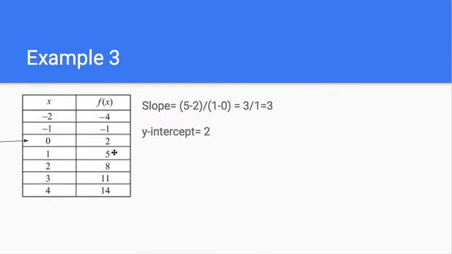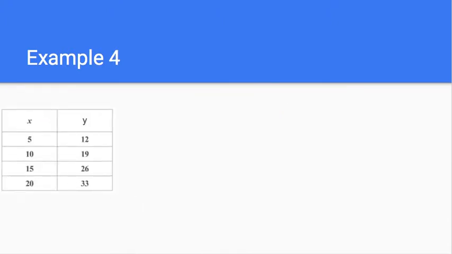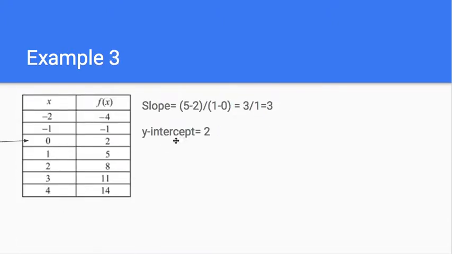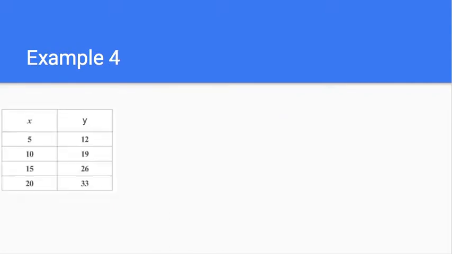Now the slope, remember we find the change in y over change in x. So this is changing by 3 as this changes by 1. So the slope is 3. But the y-intercept is 2 because where x equals 0, y equals 2. Now this one is a little bit harder because you can see I don't have x equals 0. What we have to do is figure out what y would equal when x equals 0.